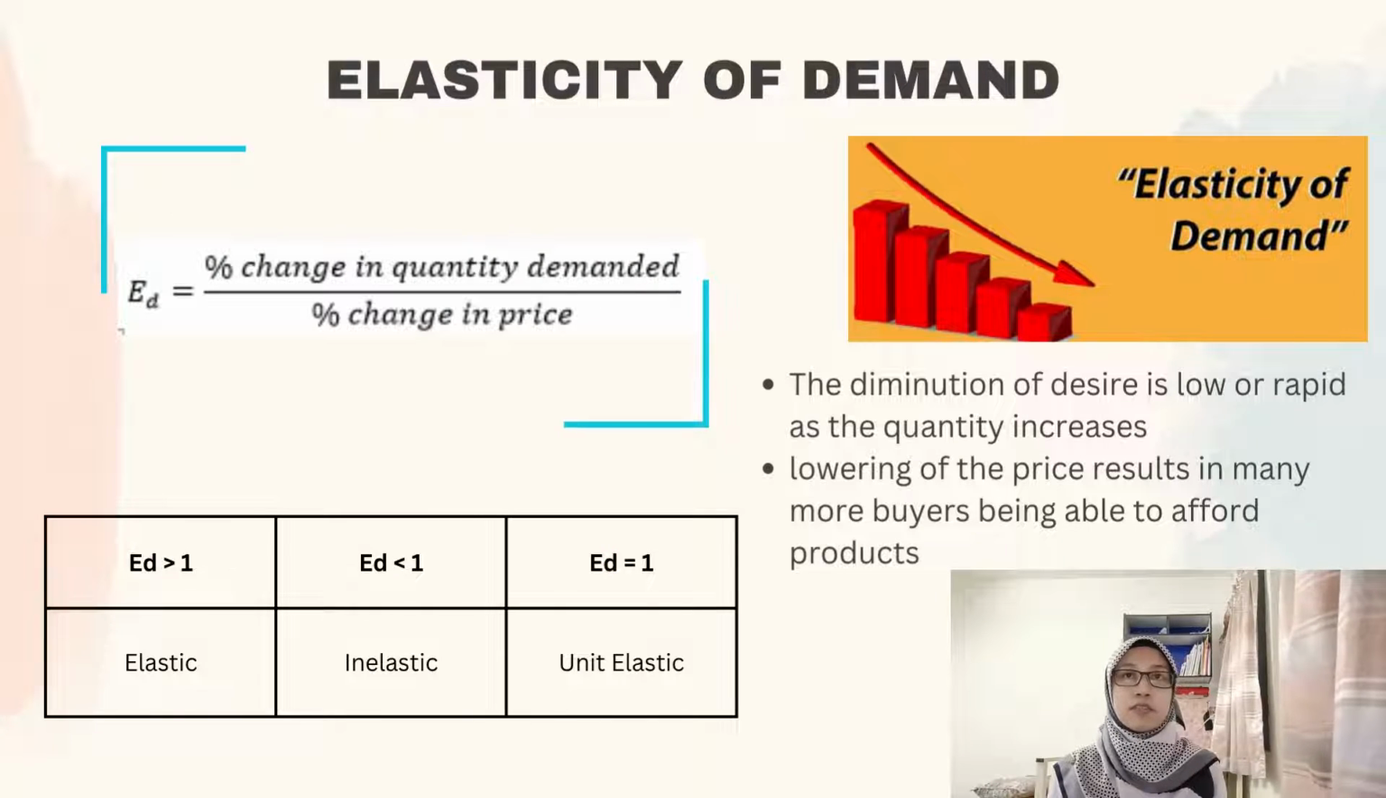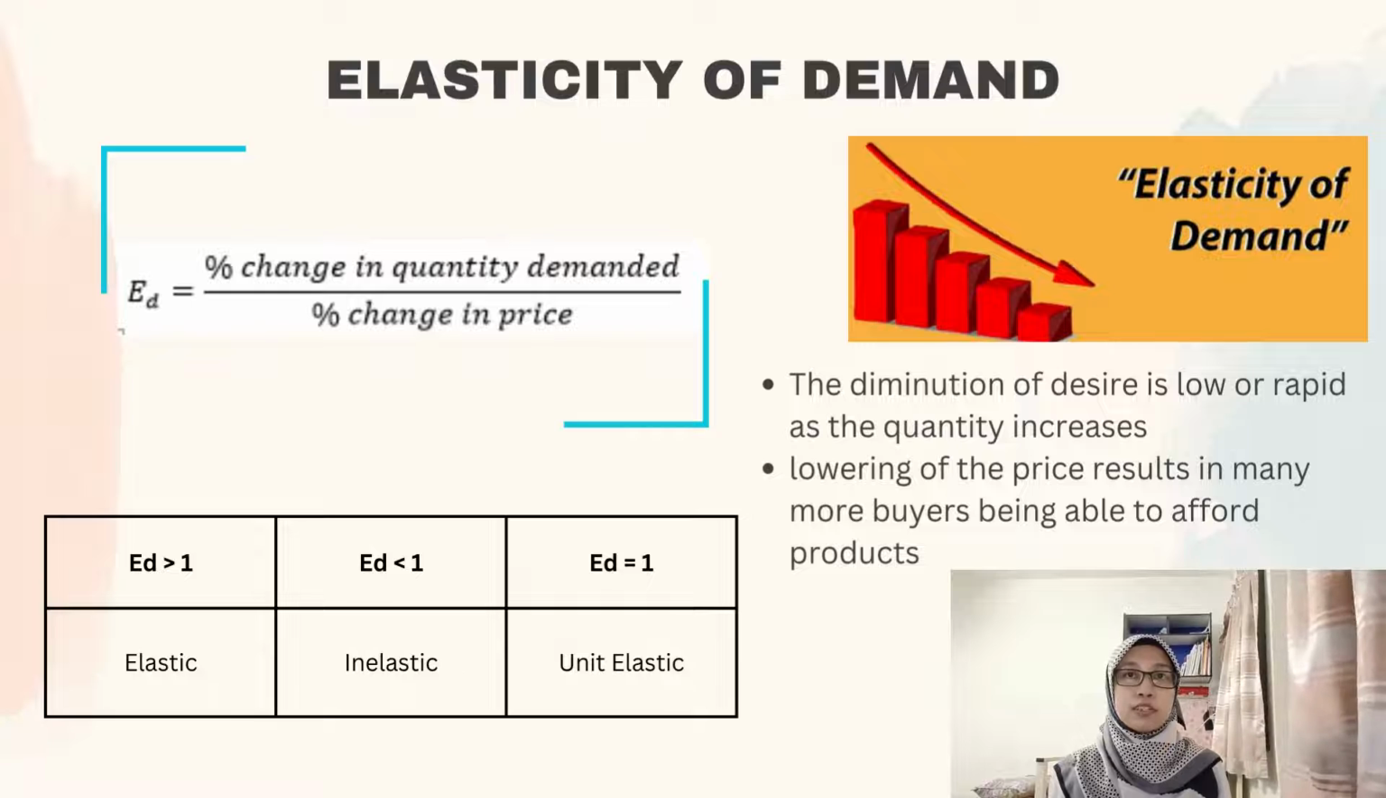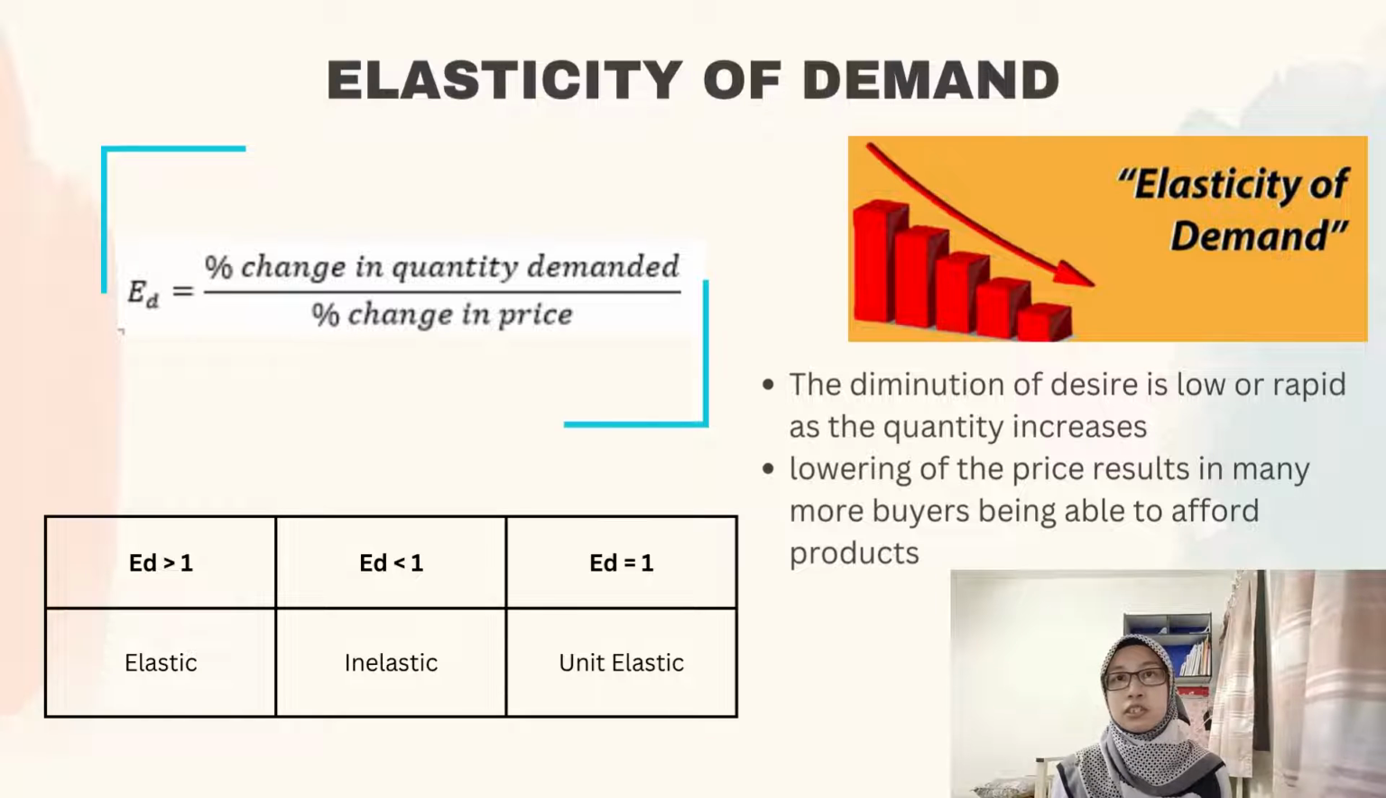The elasticity of demand. Marshall stated that the demand curve slopes downward to the right because the lower the price, the more the consumer will buy. Elasticity of demand will tell us whether the diminution of desire is slow or rapid as the quantity increases. The formula for elasticity of demand is the percentage change in quantity demanded divided by the percentage change in price.